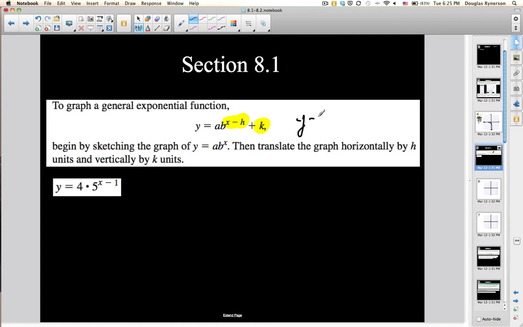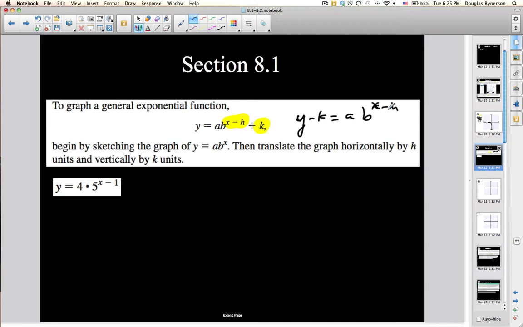So again, you could think of this as y minus k is equal to a times b to the x minus h power. Okay, and this makes it a little more plain that k is again a vertical change in the y-axis, and h is a change in the x-axis. So just as we did in our power functions, when we graphed square root and cube root functions.